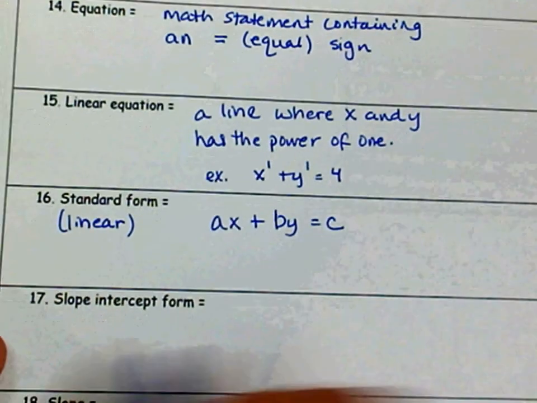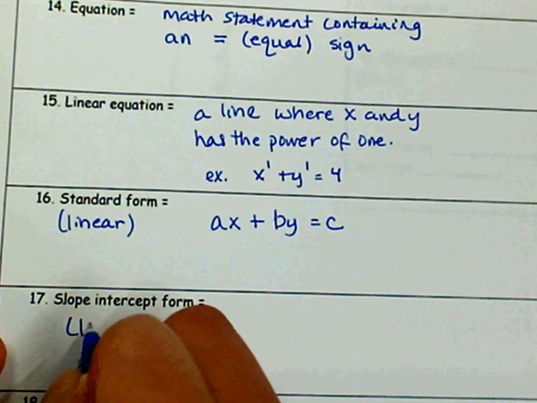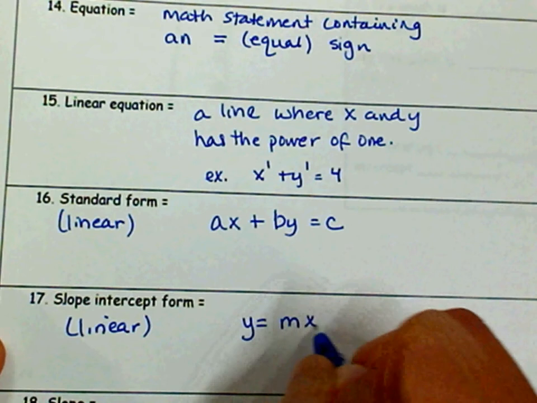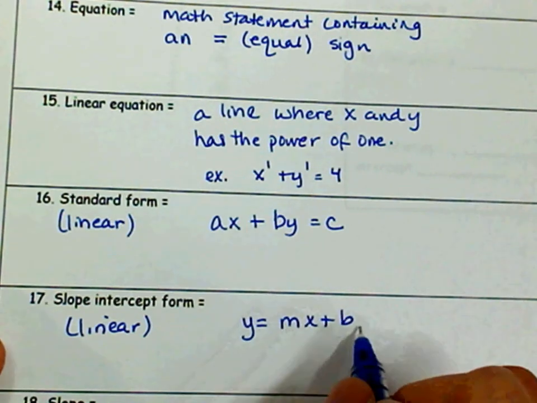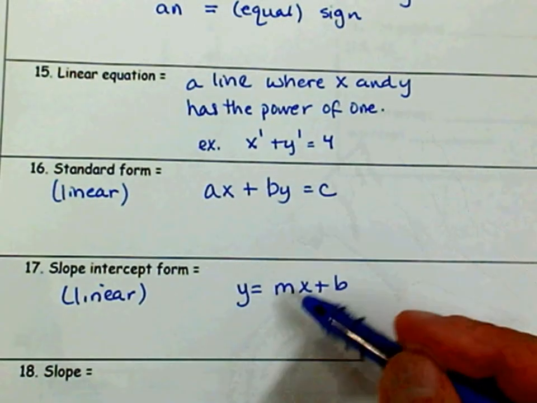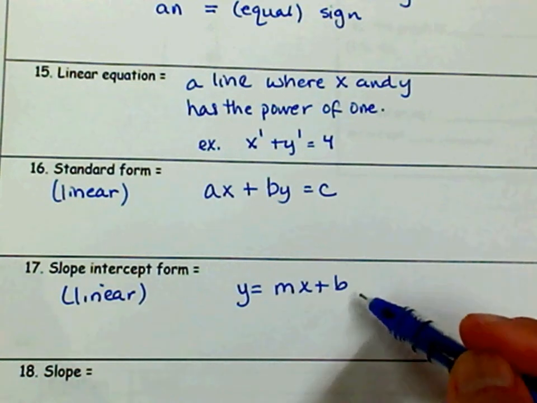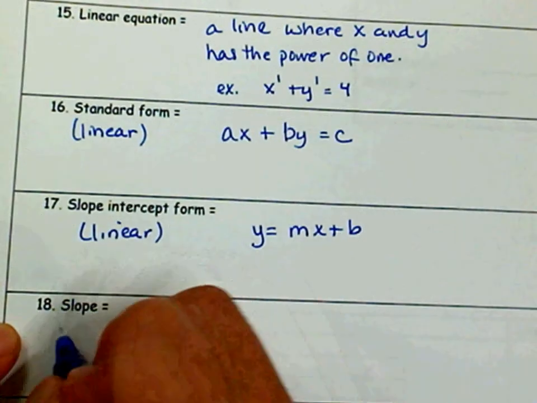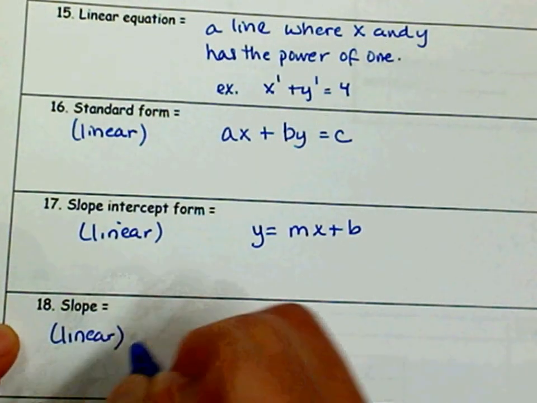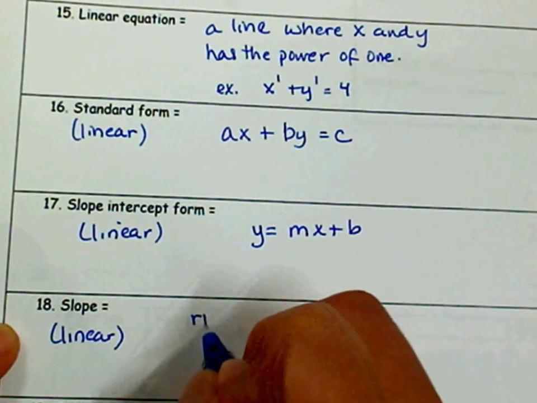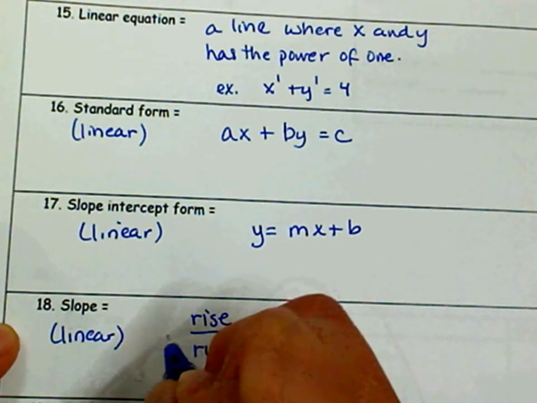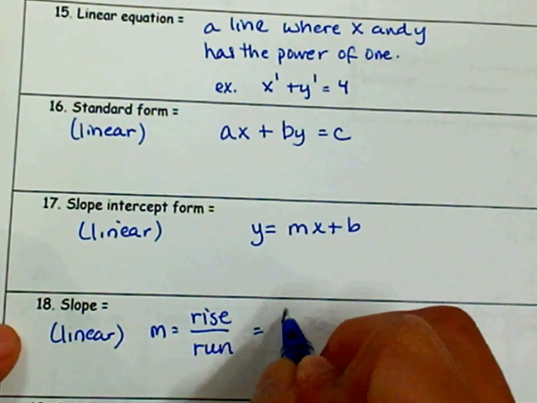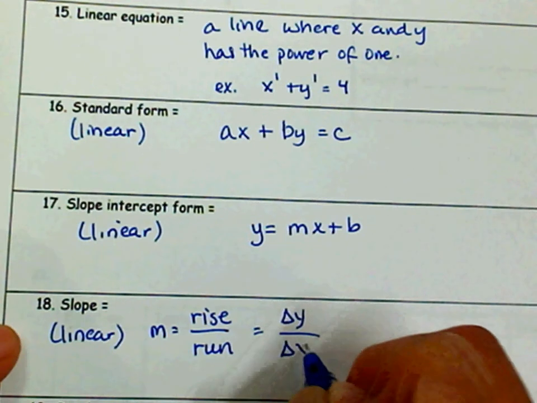Number 17, slope-intercept form of a linear equation. It's called slope-intercept form because it's y equals mx plus b, where m and b are the important part. M is your slope, b is your y-intercept. Slope of a linear equation: a slope is a rise over your run. The letter we usually use for that is m is equal to a change of y over a change of x.